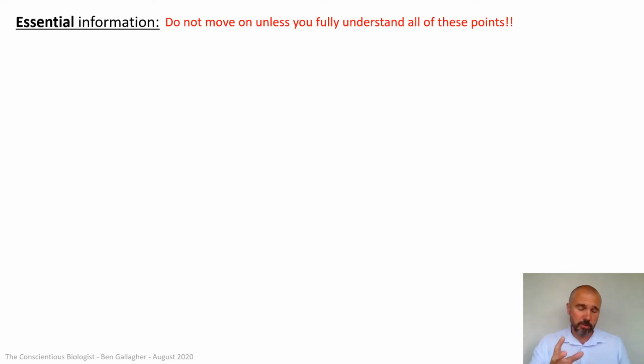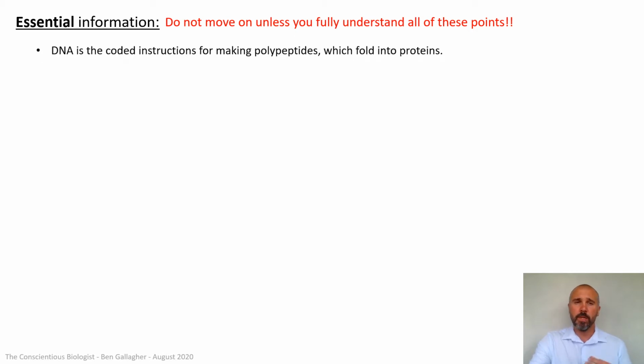Okay, this is the most difficult part of the GCSE course, I think. Some people just really struggle to get their heads around it, but I'm going to make it as simple as I can for you. So point number one, DNA is the coded instructions for making polypeptides which fold into proteins. If you don't know what I'm talking about, go back to the video on detail of protein synthesis. It's 3 presentations ago in this playlist on genetic inheritance.